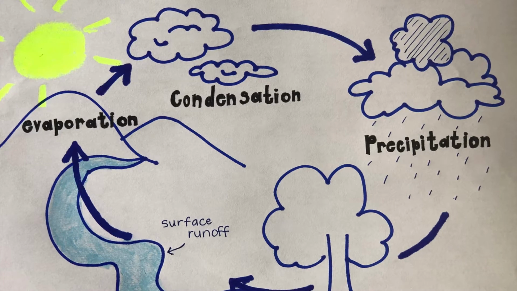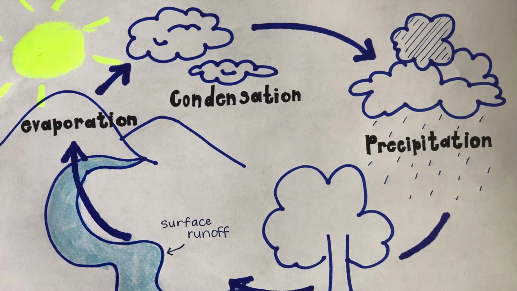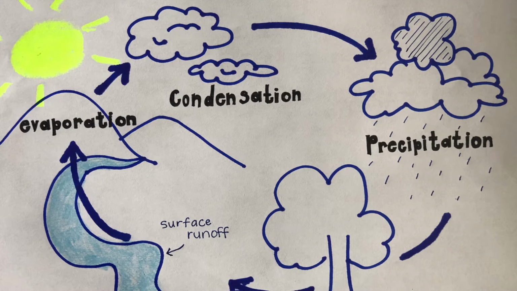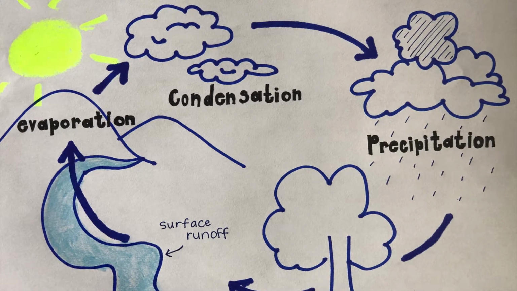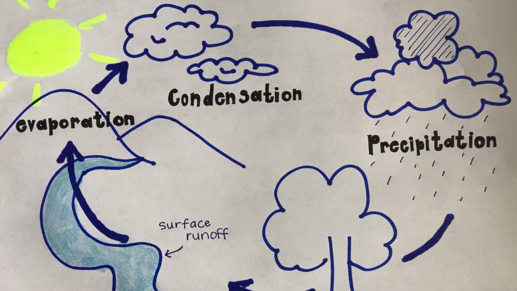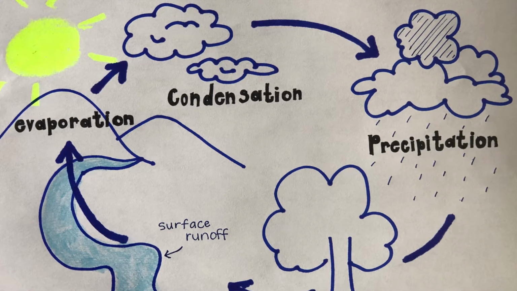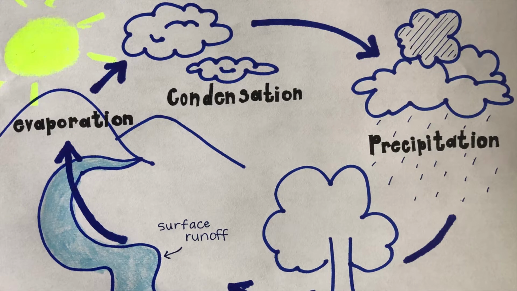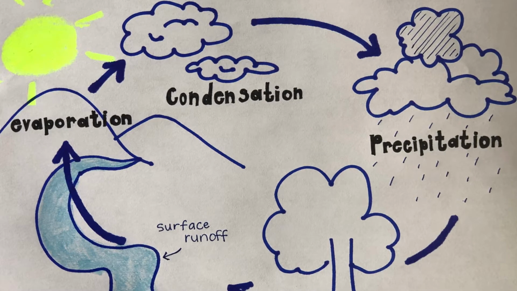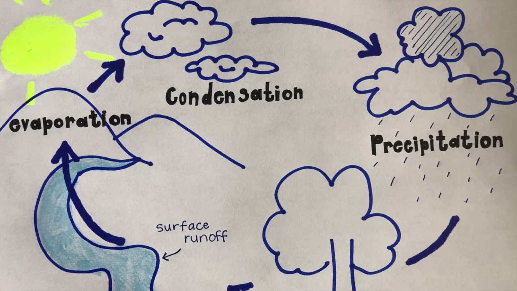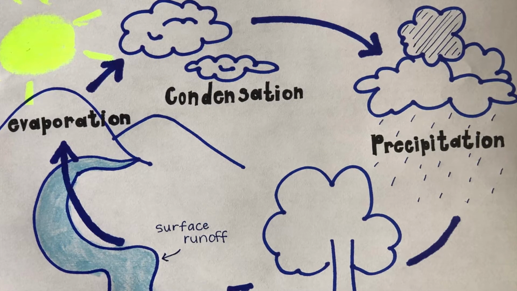The next part of the cycle is condensation. Can you repeat that? Condensation. That is when the water that has been evaporated now collects in the sky as clouds. After condensation comes precipitation. Can you repeat that? Precipitation. The water vapor in the sky has now cooled and is now liquid again.